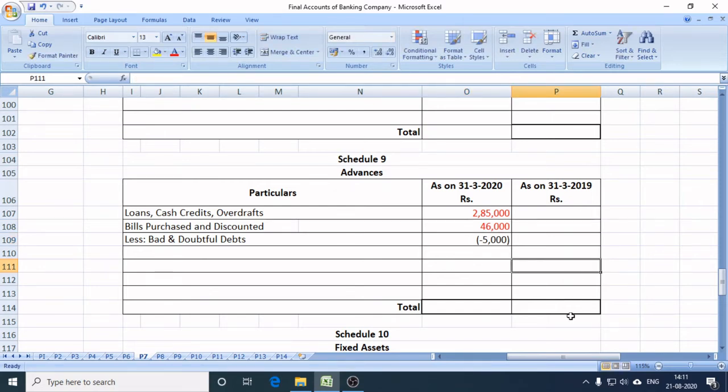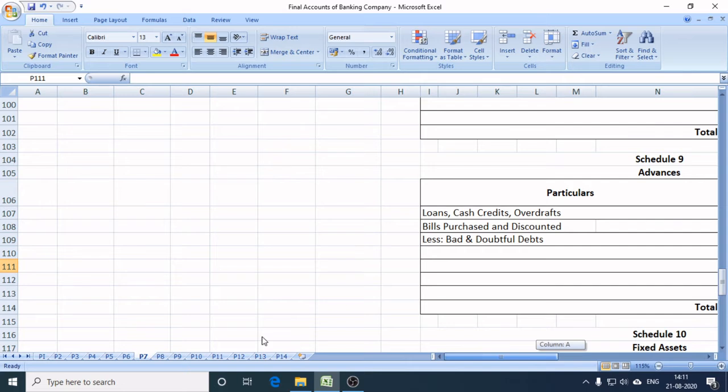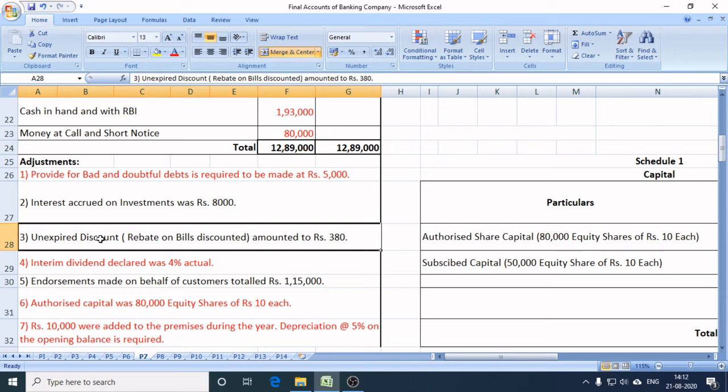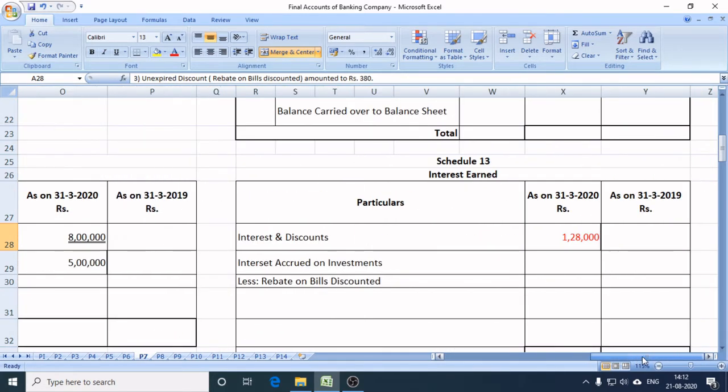Okay, now the next adjustment. We will discuss adjustment number 3, unexpired discount on bills discounted, amounting to rupees 380. The first effect, we have to deduct it from schedule number 13, interest earned, that is rupees 380, as it is not the income of this year. It is the discount of the next year, which is received in advance, so it cannot be treated as income of the current financial year.